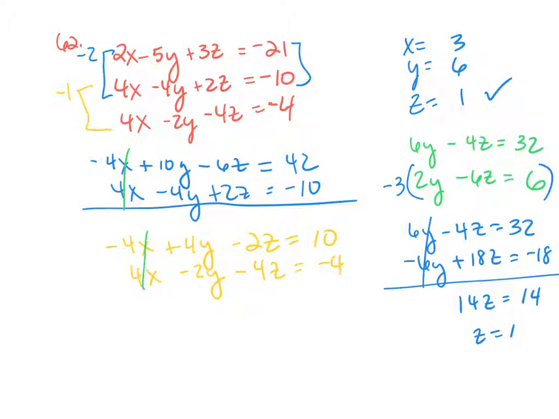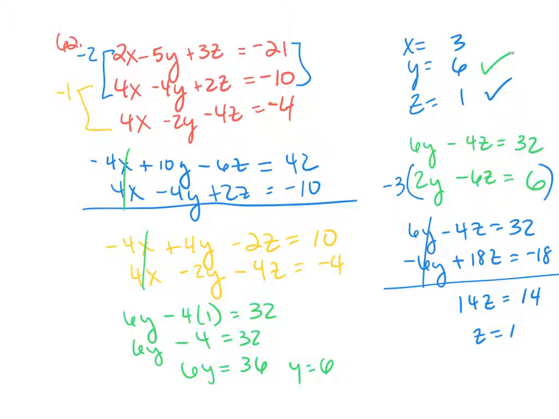Got the first guy. Now we plug in that z into any of these that have just two variables. We have 6y minus 4 times 1 equals 32. 6y minus 4 equals 32. 6y equals 36. Y equals 6. So he's right. And now we plug in the y and the z into the original up here.